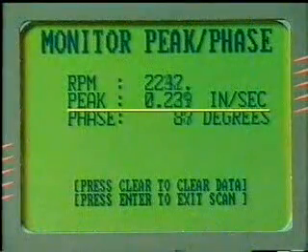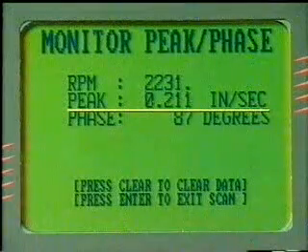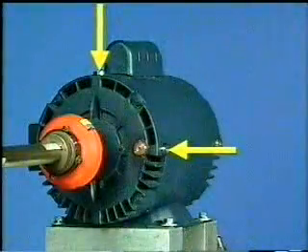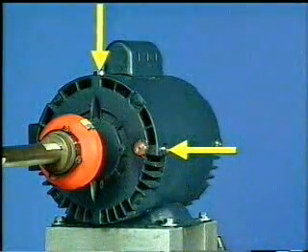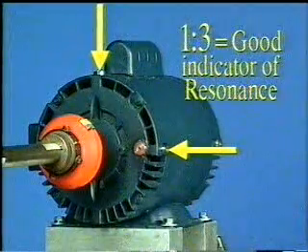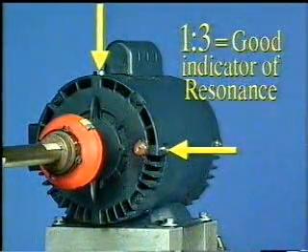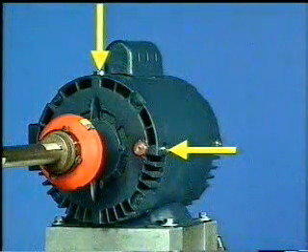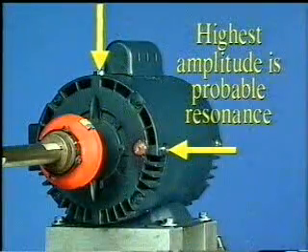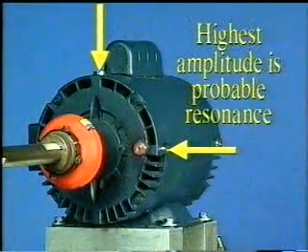However, to determine which of these directions has the resonant condition, it may be necessary to compare the amplitudes of both readings. A good rule of thumb is, if the amplitude ratio between the two radial measurements is 1:3 or greater, it is a good indication of a resonant condition. It is not uncommon for one to be 10 or more times higher than the other. The measurement with the highest vibration amplitude is the location of the resonant condition.